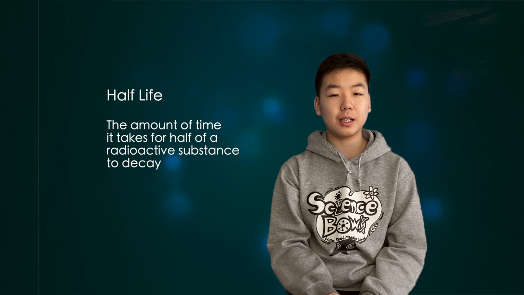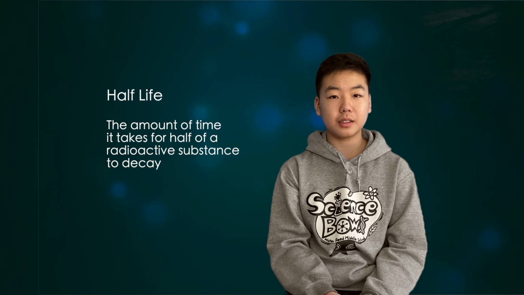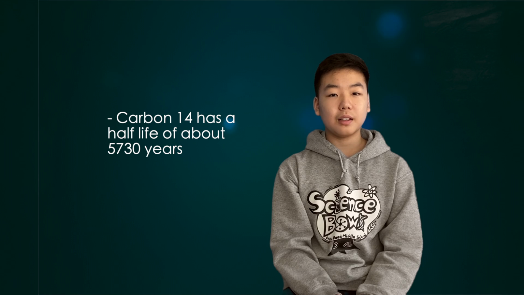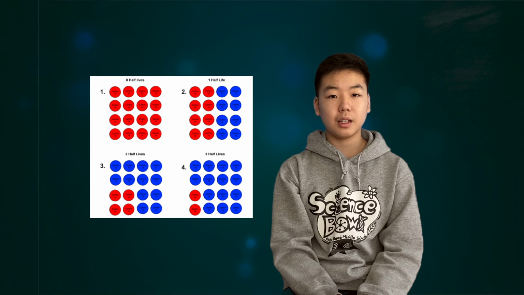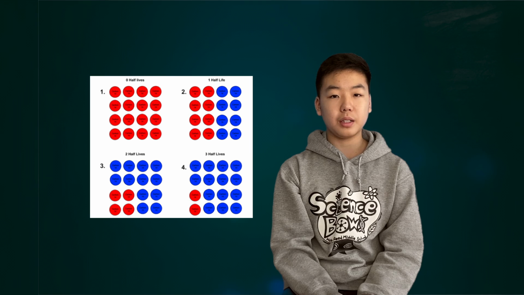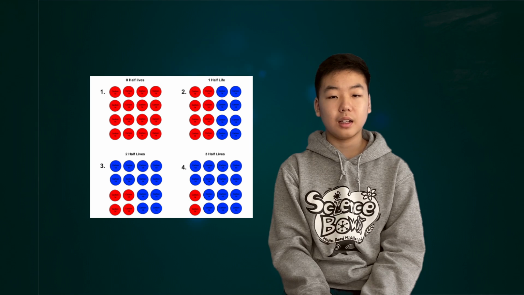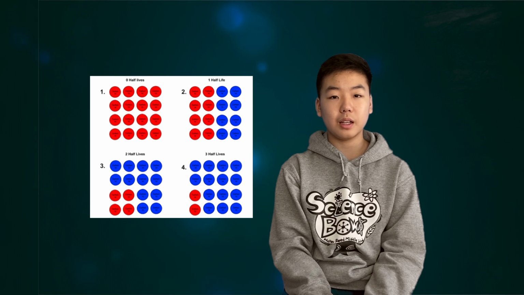To understand carbon dating, you must understand the concept of half-life. The half-life of a radioactive substance is the amount of time it takes for half of the substance to decay. Carbon 14 has a half-life of 5,730 years. So, if you have a bunch of carbon 14 atoms, after 5,730 years, or one half-life, half of it should be decayed back into nitrogen. After 11,460 years, you'll have a quarter of the C14 atoms that you originally had. After 17,190 years, you'll have an eighth of what you originally had, and so on.